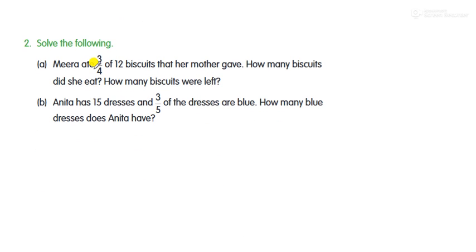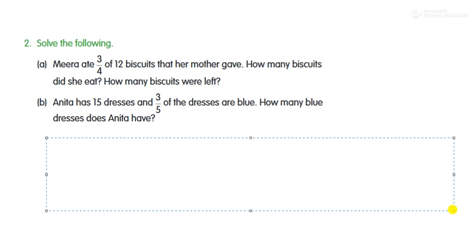So solve the following here. A bit is Meera ate 3 by 4 of 12 biscuits that her mother gave. How many biscuits did she eat? How many biscuits were left? So out of 3 by 4 of 12 biscuits, say how many she ate and how many are left.